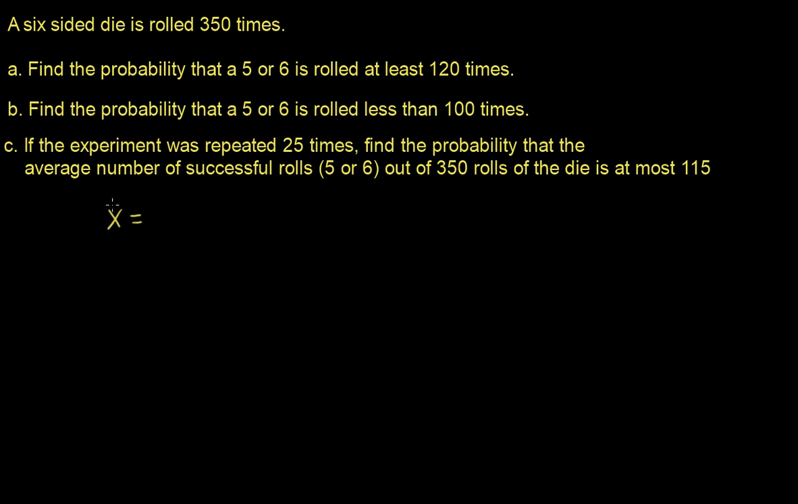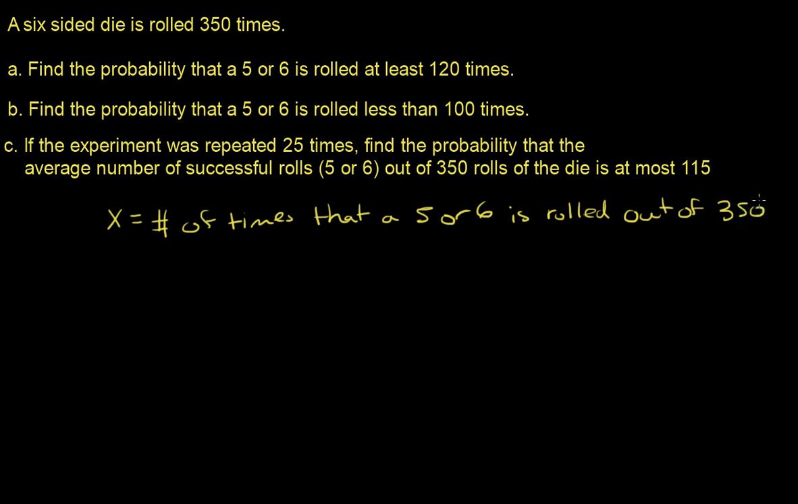So let's define the random variable, x. X will be the number of times that a 5 or 6 is rolled out of 350 trials or 350 rolls. Okay, so x is binomial.